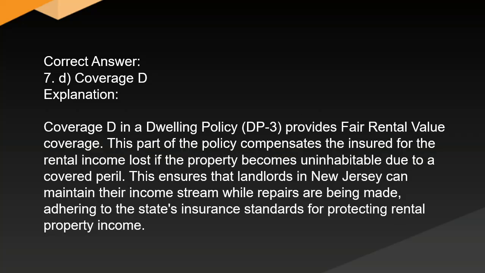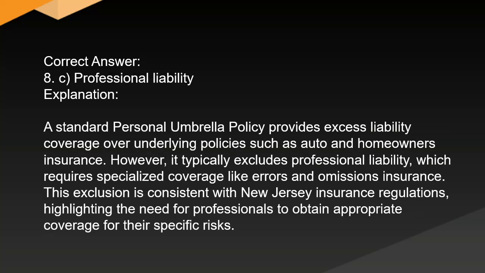Correct answer: D. Coverage D. Explanation: Coverage D in a dwelling policy, DP3, provides fair rental value coverage. This part of the policy compensates the insured for the rental income lost if the property becomes uninhabitable due to a covered peril. This ensures that landlords in New Jersey can maintain their income stream while repairs are being made, adhering to the state's insurance standards for protecting rental property income.